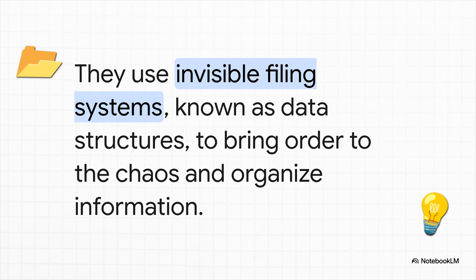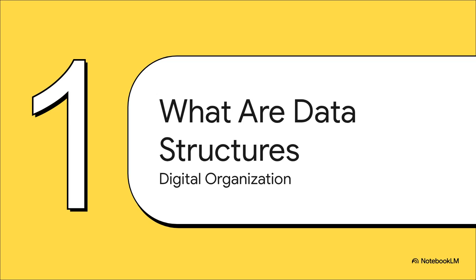To stop all that chaos, computers use these incredibly powerful but totally invisible organizational systems. You can kind of think of them like the ultimate digital librarians, working tirelessly behind the scenes to keep every single piece of data neat, tidy, and exactly where it should be. And these systems, they have a name: data structures. And they are, quite literally, the building blocks of all modern software.